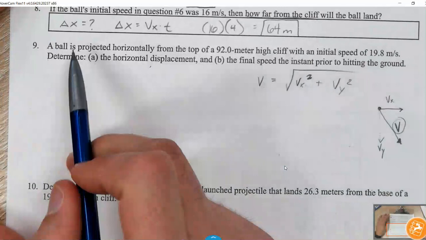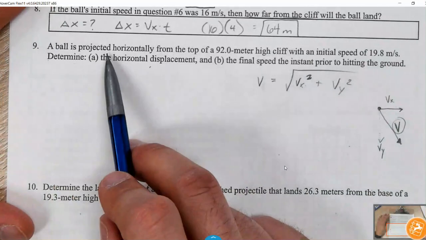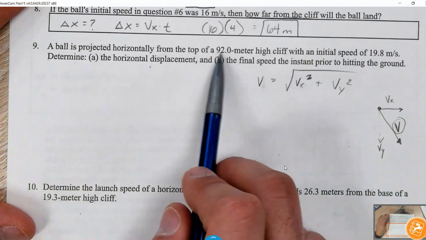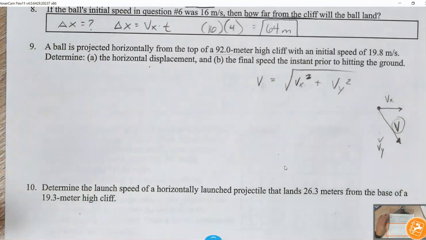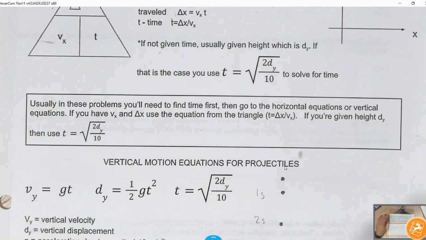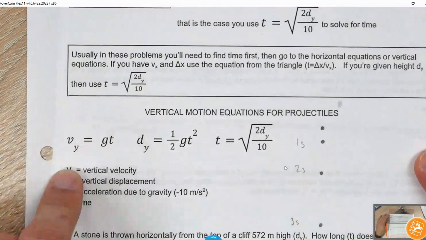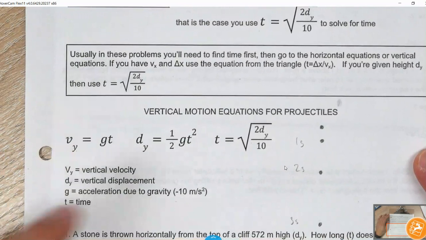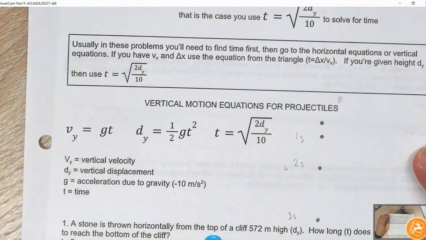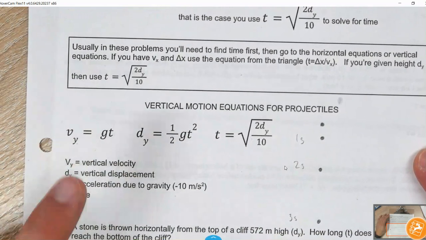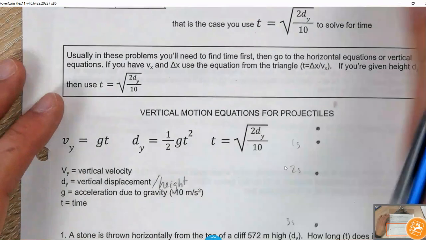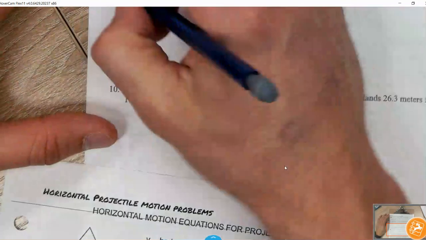All right, so what do we have? A ball is projected horizontally from the top of a 92-meter high cliff. So guys, height, x or y? Y. So basically these are my y sets. What do I have? G, that's going to be -10. Time, well, that definitely didn't seem like a time. So was that a vertical velocity or like a height or displacement? That 92 meters. Height. So that's dy.